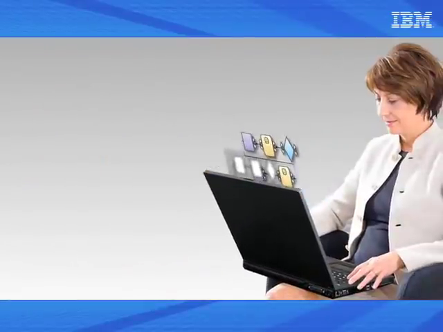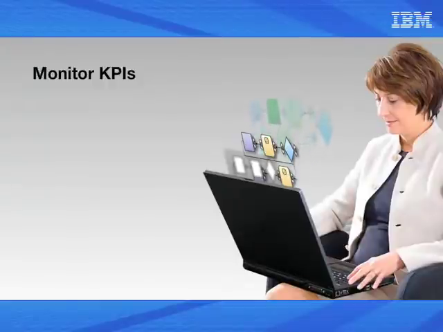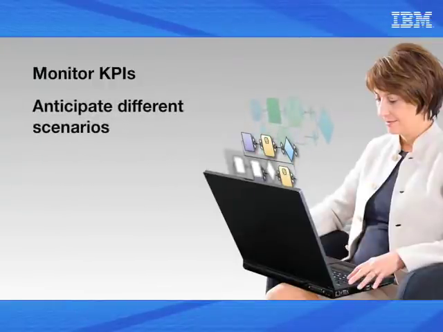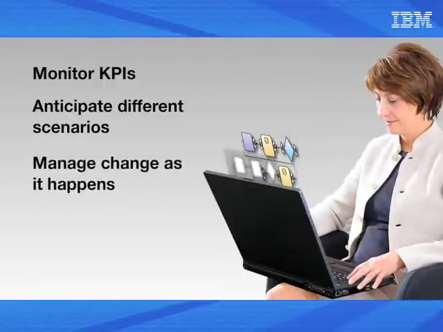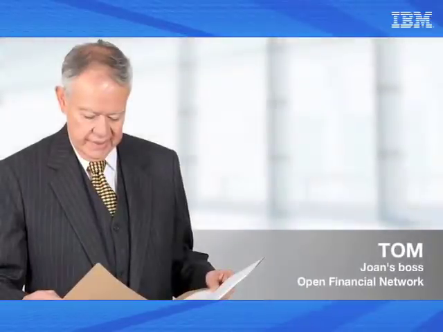With the new loan origination process deployed, Joan can monitor its performance on her dashboard. Now she can be proactive rather than reactive. She can visualize process changes to anticipate different situations in the future, and she'll be better prepared to manage market changes as they occur. Joan's boss, Tom, reports to the EVP of Sales.